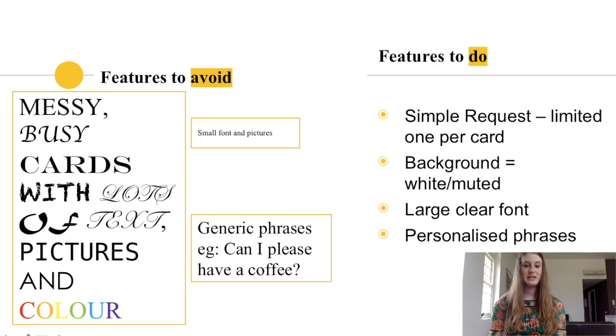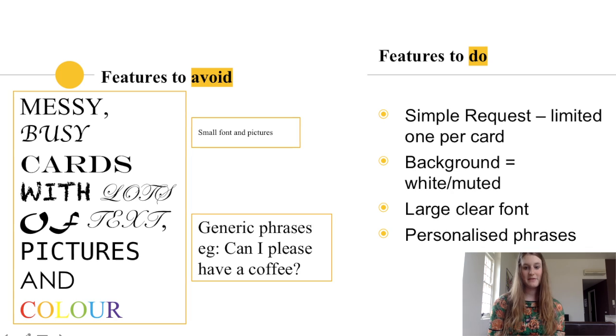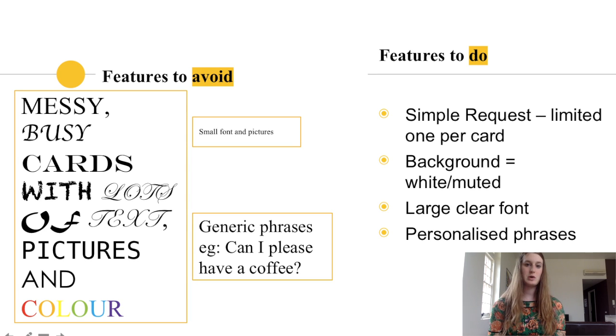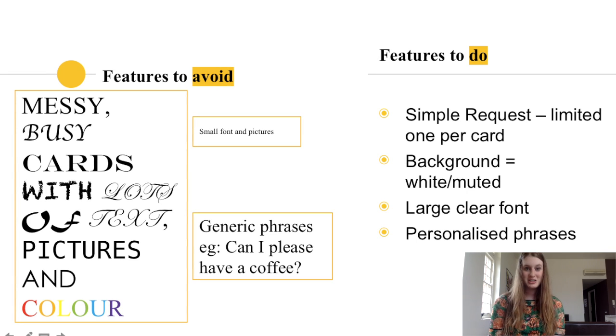You should also avoid generic, unpersonalised phrases like, "Can I please have a coffee?" as this will not aid Ron when communicating as it is lacking in personal detail. Instead, a phrase that may be more useful to Ron would be, "Can I please have a cappuccino with 2 sugars?" as this is genuinely what Ron would order at a cafe.